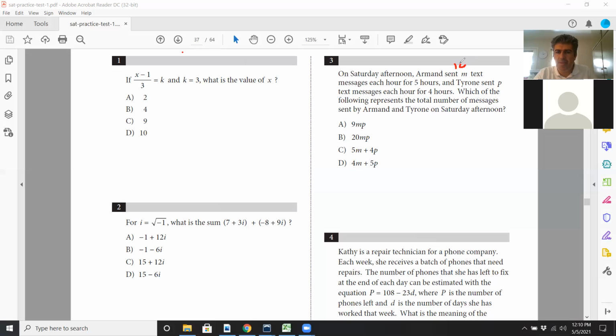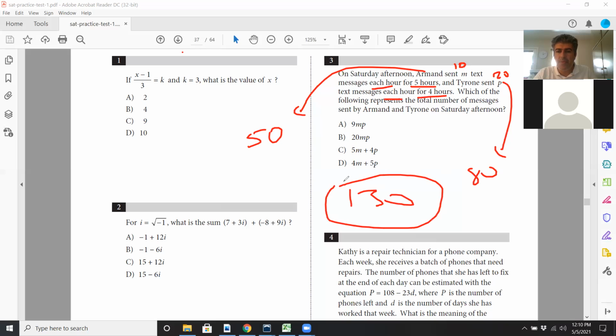Let's say Armand sends 10 text messages, but each hour for 5 hours. So that's 50 messages. So you just got to read carefully. Let's say Tyrone does 20, again, each hour for 4 hours. So that's 80, 20 times 4. So obviously it adds up to 130. Well, what I really just did was multiply M by 5 and P by 4 and add it up. So that's why it's C, but you could check 5 times 10 plus 4 times 20. So you get 130. That's all.